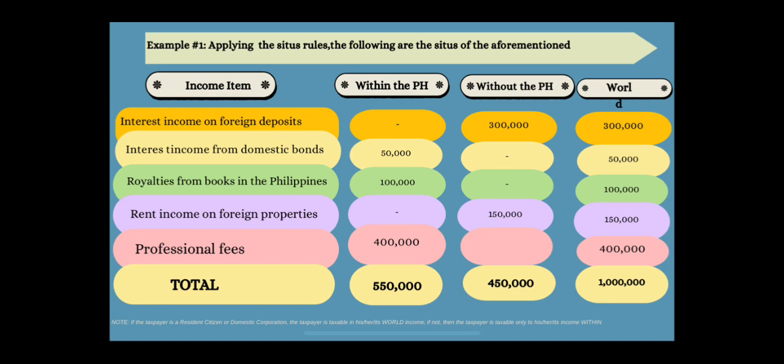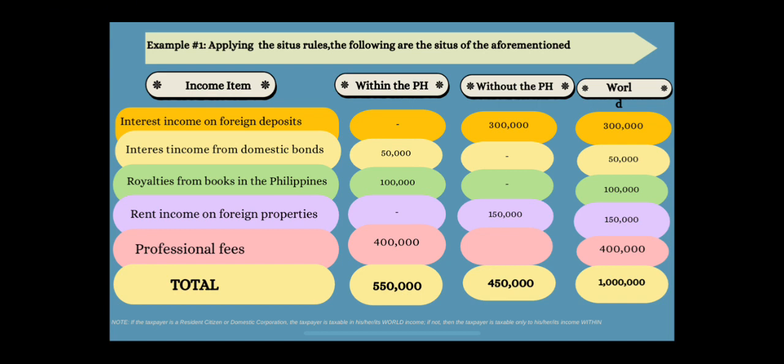To ensure accurate reporting and compliance with Philippine tax laws, consulting with a tax professional or accountant familiar with international income and the relevant provisions is advisable. This will help optimize tax obligations and ensure adherence to all relevant regulations. So the interest income on foreign deposits without the Philippines is 300,000 and the world income is 300,000 also.